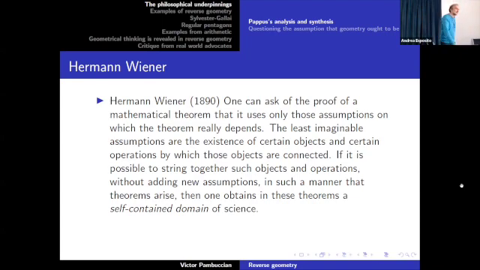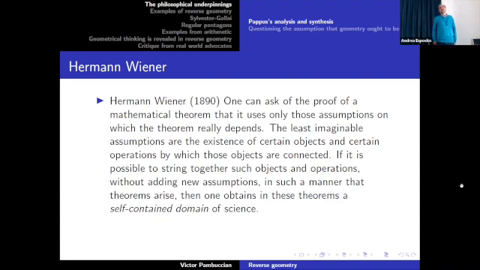The least imaginable assumptions are the existence of certain objects and certain operations by which those objects are connected. If it is possible to string together such objects and operations without adding new assumptions in such a manner that theorems arise, then one obtains in these theorems a self-contained domain of science. So what he proposes is to take out of a certain discipline just a few principles, a few objects and constructions, and a certain assumption about them, and those would create a self-contained domain of science.